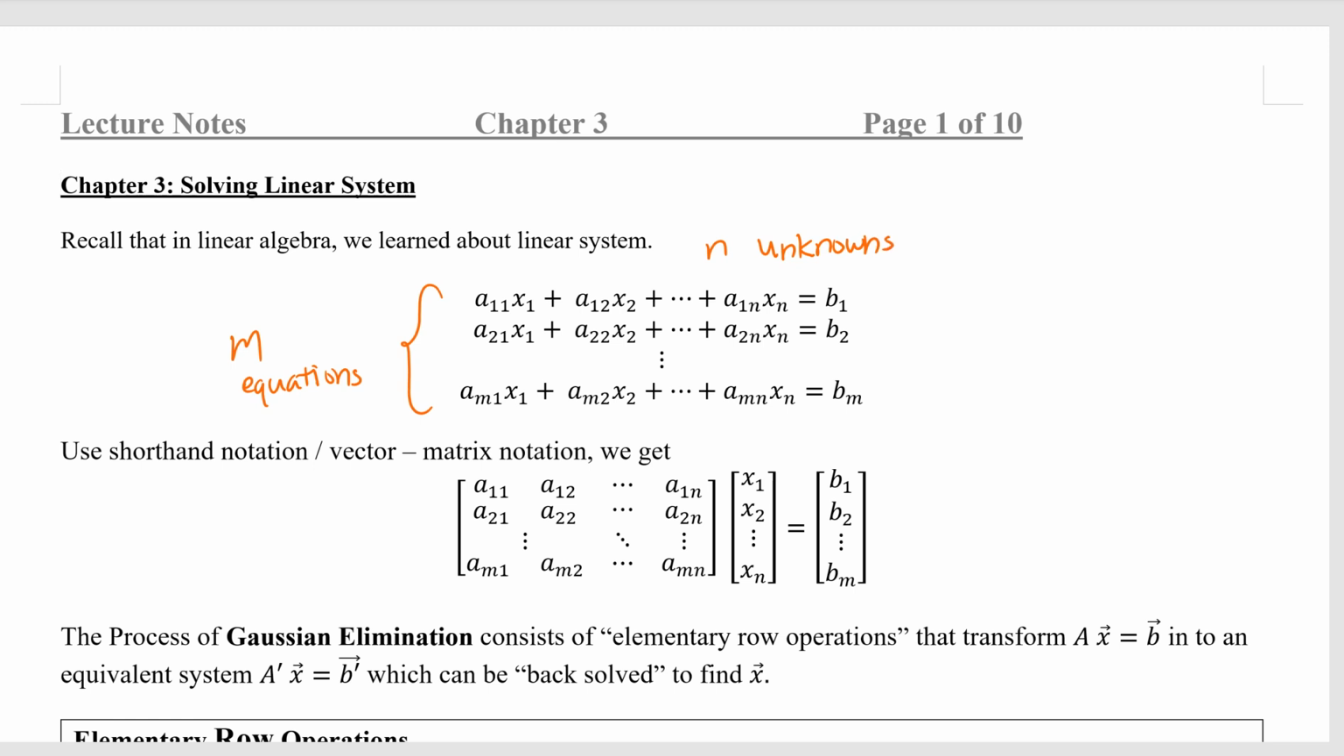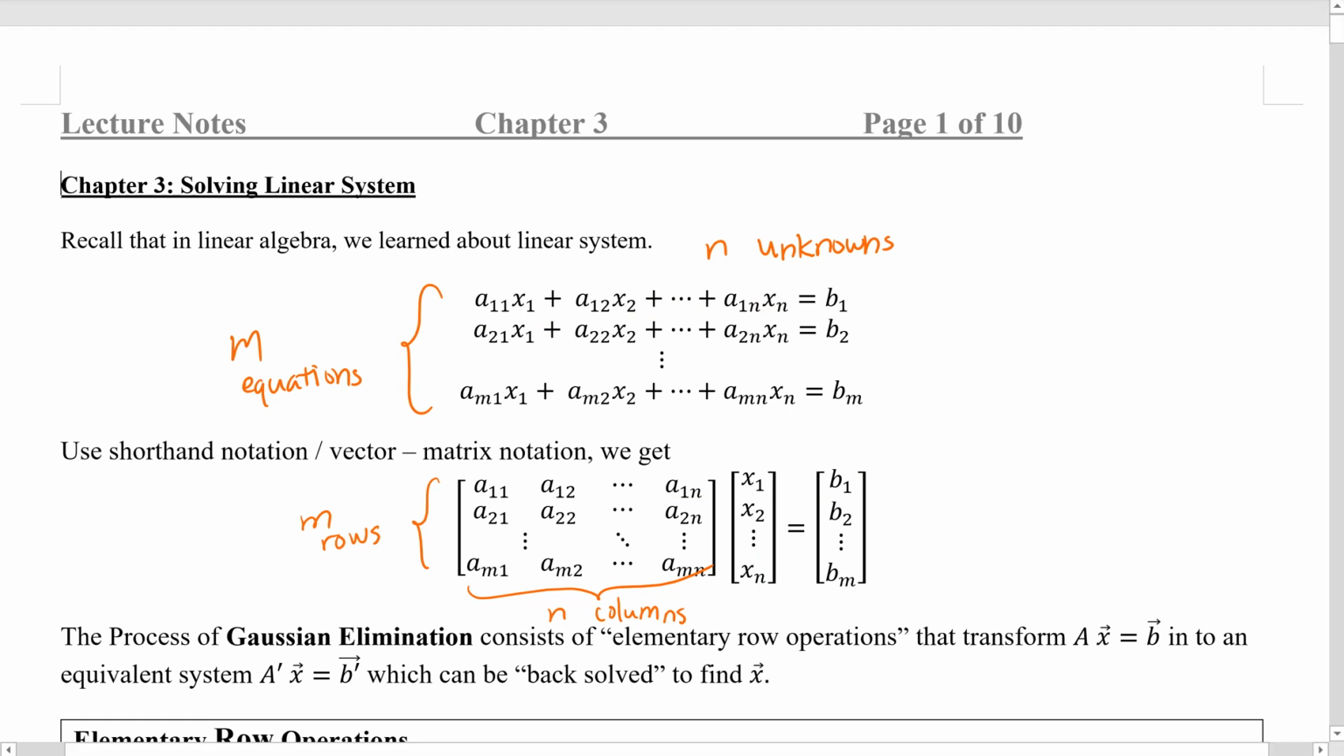Okay, we can use the shorthand, the vector matrix notation. Then we get this matrix. In this matrix, we write down all of the coefficients of the different variables, and you can see we have m rows that correspond to the m equations, and we have n columns that correspond to the coefficients of the unknowns, right? And do you remember matrix-vector multiplication? We use row times column. So this becomes a11 times x1 plus a12 times x2 plus and so on plus a1n times xn equals b1. That is exactly the first equation. So far so good, everybody?